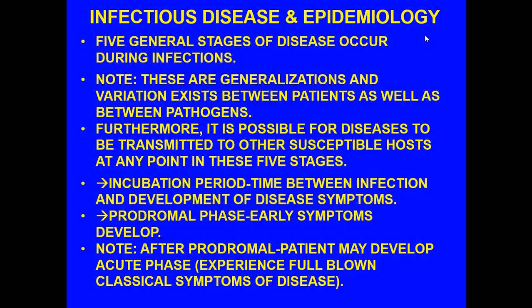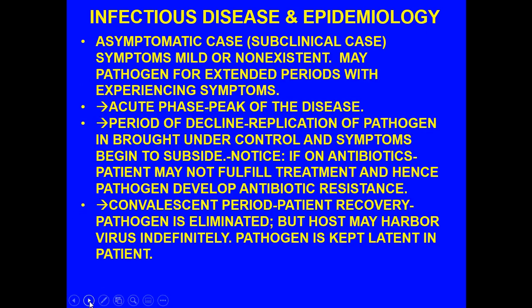First off, we have the incubation period. This is the time between infection and development of the disease symptoms. Now, the next is the prodromal phase. This is where the early symptoms develop. You want to keep in mind that after prodromal, the patient may develop an acute phase, experiencing the full-blown classic symptoms of the disease. You will also have to be aware of asymptomatic cases. These are the subclinical cases. The symptoms are mild to non-existent.